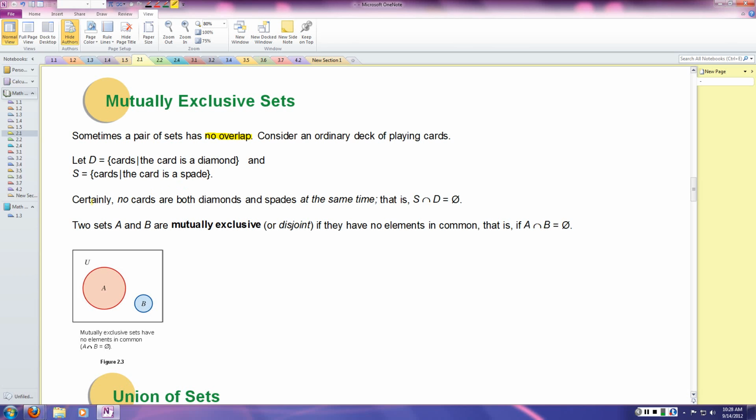Now, certainly it's clear that no cards are both diamonds and spades at the same time. So what that means is that the intersection is the empty set. So remember, this is the empty set.